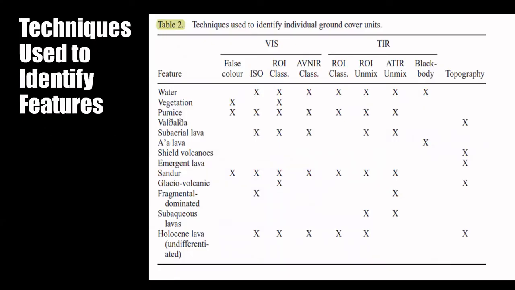So now we can look at the techniques that were used to identify the features. So there's 2 overarching classes of types. There was the visible, which is VIS, and the thermal infrared, which is TIR. And from there were 4 tests done for each of those overarching classifications. And you can see which ones correspond to which types of rocks and how they intermix together to confirm the classifications. There's also water and vegetation.